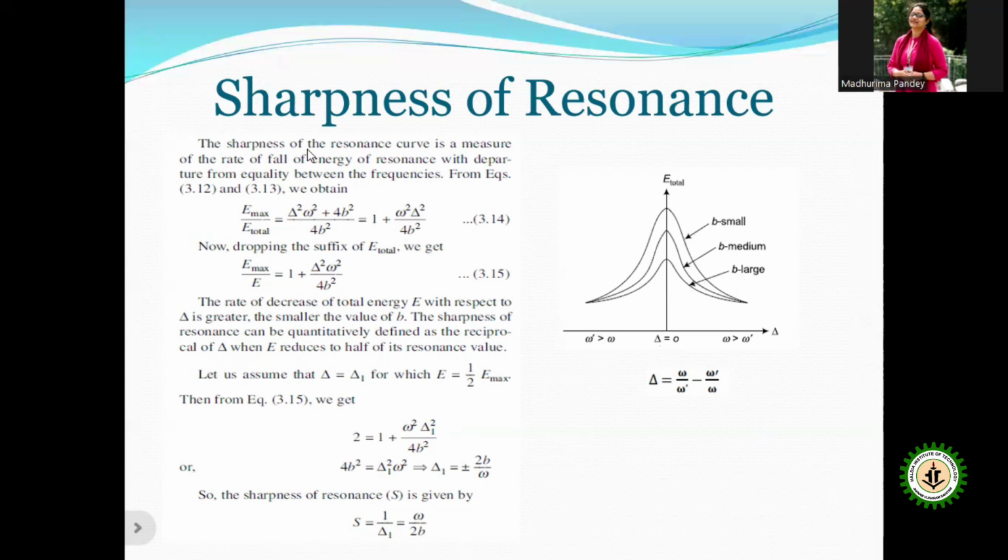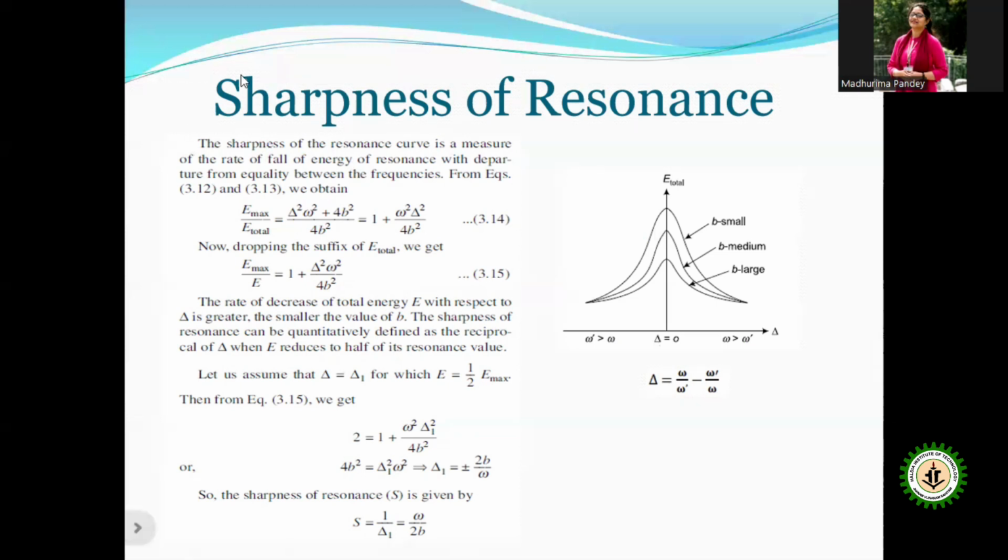So what is sharpness of resonance? The sharpness of resonance is a measure of the rate of fall of energy at resonance with departure from equality between the frequencies. Right? At delta equals 0, the two frequencies are equal. When the equality does not hold, that is, when omega is greater than omega prime or omega is less than omega prime, the resonance condition does not appear. In that case we have seen that the energy falls. The rate at which it falls gives you the sharpness of resonance.